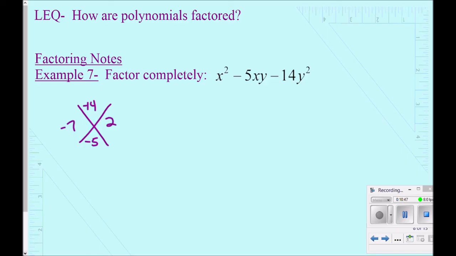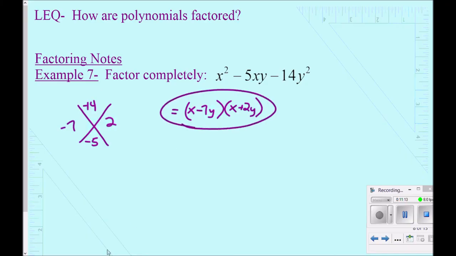So I do not need a generic rectangle because it's a 1x squared. I can go right to my answer. So I'm going to go ahead and write the x because I see x squared, so x and x. And -7 and +2. But I'm going to look here and I see y squareds, so I know I need y's. Checking that, looks like it does not factor any further. That's my final answer.